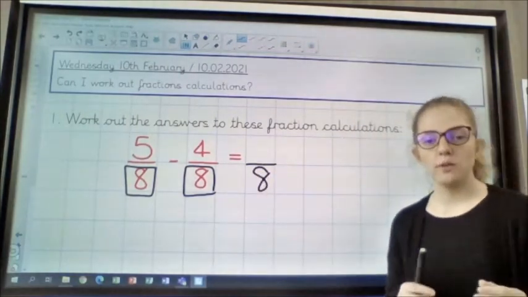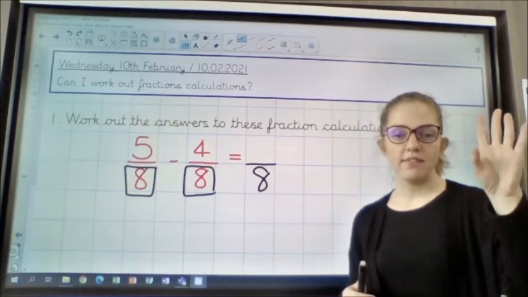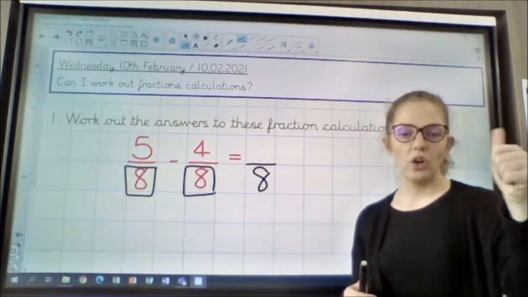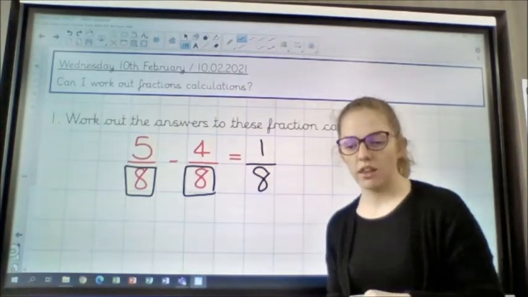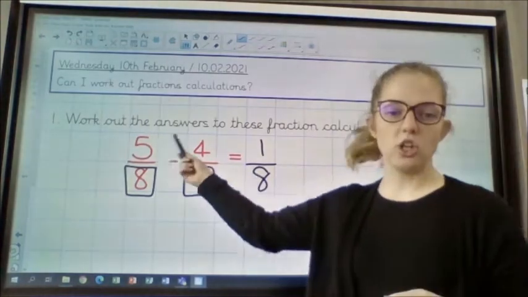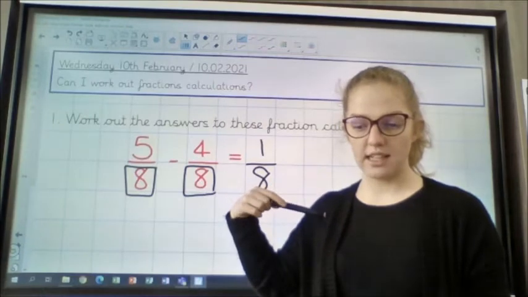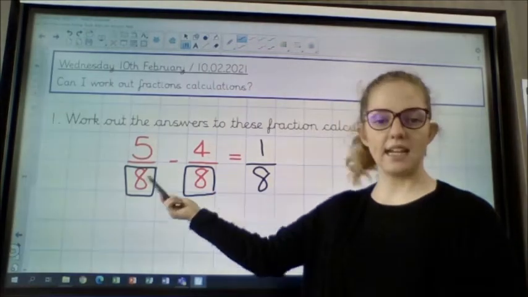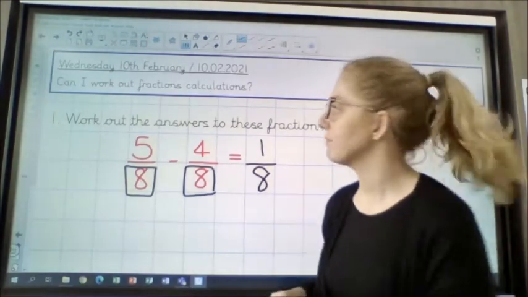And then all you're doing simply is taking 4 away from 5. So I know that 5 take away 4 gives me 1. So then my answer is 1/8. Okay, so it's quite simple, this one. You're just taking away the top numbers, or you're adding the top numbers depending what the question's asking you to do. Your denominator, the bottom number, is going to stay the same each time.